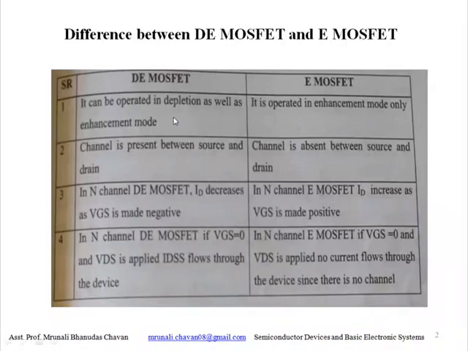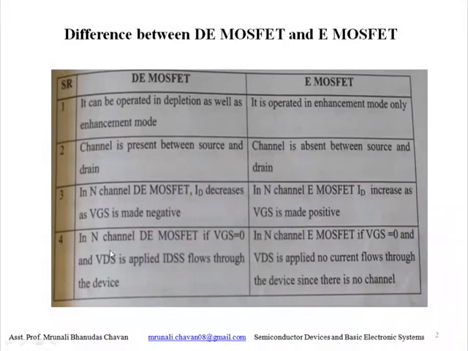Because in the DE MOSFET there is a channel present between the source and drain, and in E MOSFET the channel is absent between the source and drain. In N channel DE MOSFET, ID decreases as VGS is made negative, and in N channel E MOSFET, ID increases as VGS is made positive.